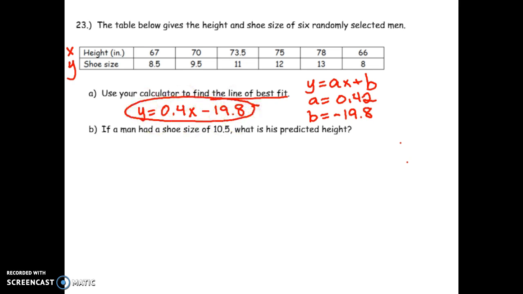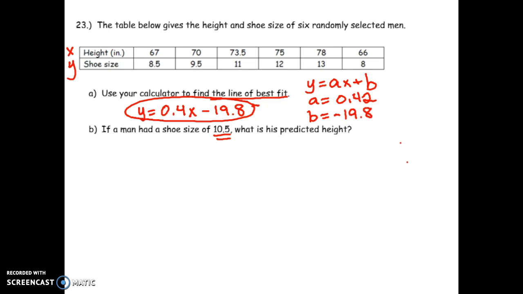And the last one says if a man had a shoe size of 10.5, what is his predicted height? Okay, so some of you are actually taking 10.5 and plugging it in for x, and you're saying, wait a minute, it doesn't make sense. We're getting a height of something unrealistic. Okay, like I think it's a negative number.